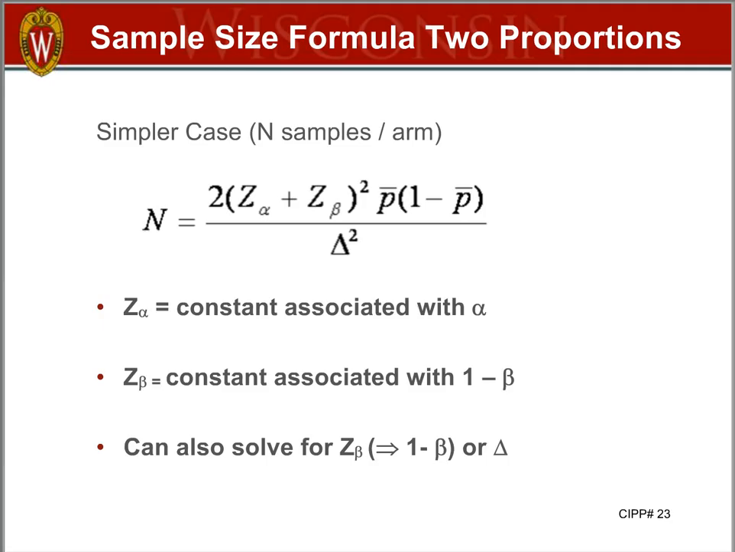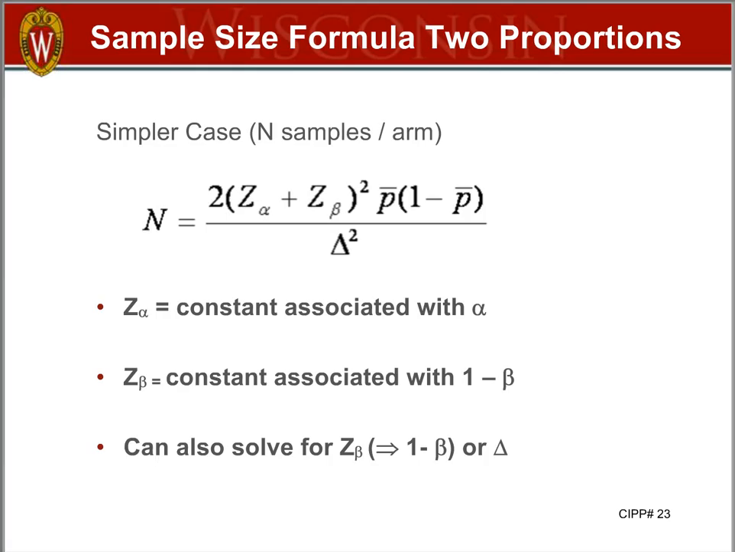If delta, the difference we're looking for, gets really small, you notice it's in the denominator and it's squared, the sample size can go up quite rapidly. Likewise, not shown here, if you change the significance level from 0.05 to say 0.01, the constant associated with that change goes up as well. And likewise with power. So the lower the type 1 error or false positive rate, the larger the Z alpha, the greater the power, the larger the Z alpha. So you want very significant, very powerful trials, sample size goes up.